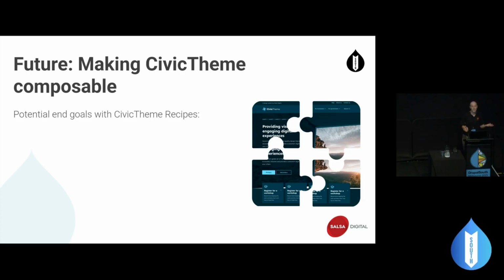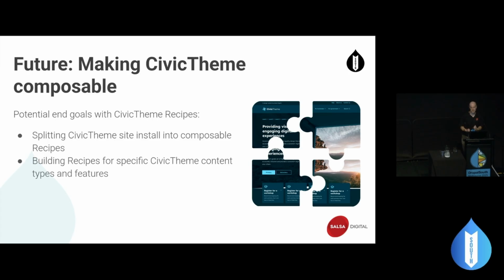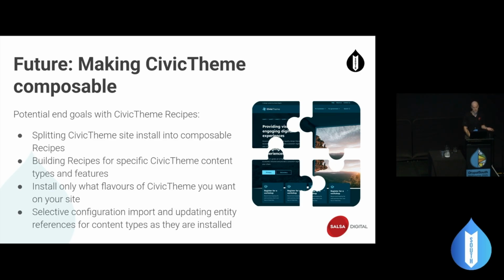And so potential end goals with Civic Theme recipes would be splitting Civic Theme site install into composable recipes in a similar way to how standard profile works. And we can bring in different content types with different recipes, so that the base Civic Theme potentially doesn't bring that in. And you can choose what you install, and maybe we can bring in different flavors of Civic Theme, different content types for different use cases, and you can run and install your recipe for bringing in different components to your website, and so you don't clutter it up with things that you don't want and configuration you don't need as well.